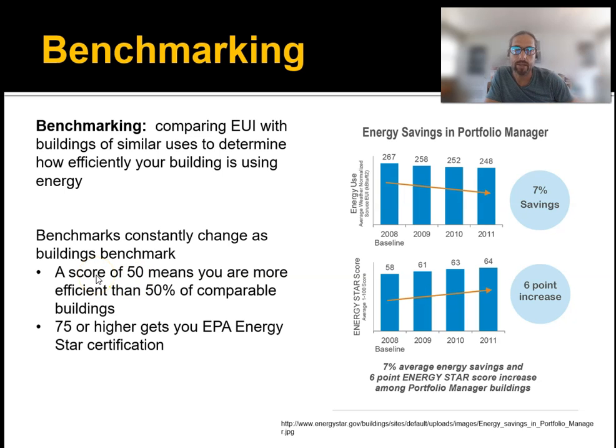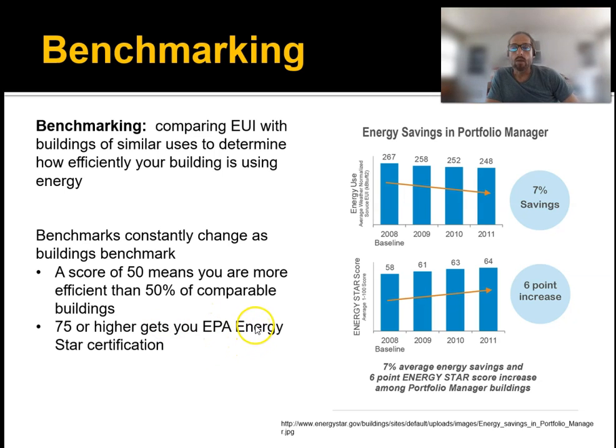Portfolio Manager automatically compares your building to other buildings. So how does it work? If you get a score of 50, that means you are more efficient than 50% of comparable buildings, but it also means you're less efficient than 50%, right? You're right in the middle. If you get a score of 75, that means you're more efficient than 75% of the buildings, or in other words, you have a lower EUI than 75% of the buildings in your category. If you happen to get, say, a 25, that means you're only more efficient than 25% of the buildings, so you're in the bottom quartile there.